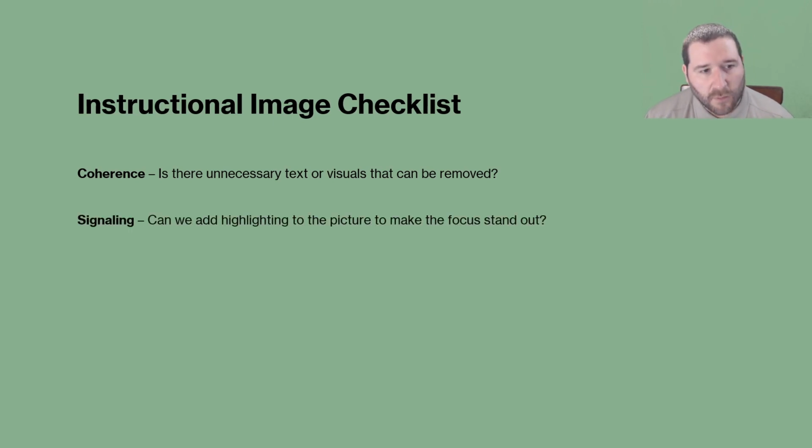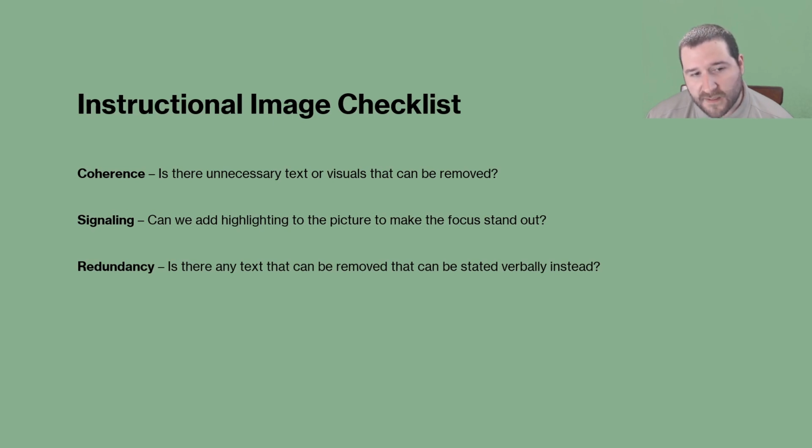For signaling, we're going to ask ourselves, can we add highlighting to the picture to make the focus stand out? For redundancy, we're always asking ourselves, is there any text that can be removed that we can talk about verbally instead of visually? Because we want those visual receptors working on that picture rather than processing a lot of text.